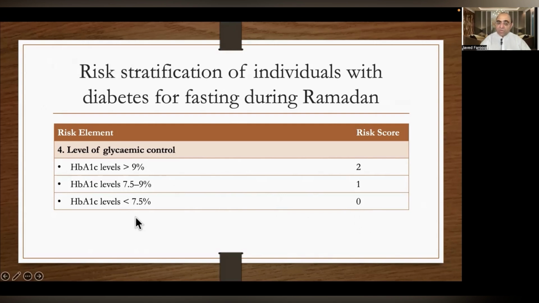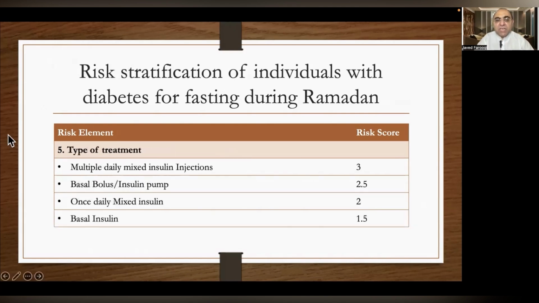So 0 for less than 7.5, 1 for 7.5 to 9, and 2 for more than 9. Depending upon the glycemic control, no score is given for good control, and for poorly controlled diabetics, a score of 2 is given. Then comes the type of treatment.